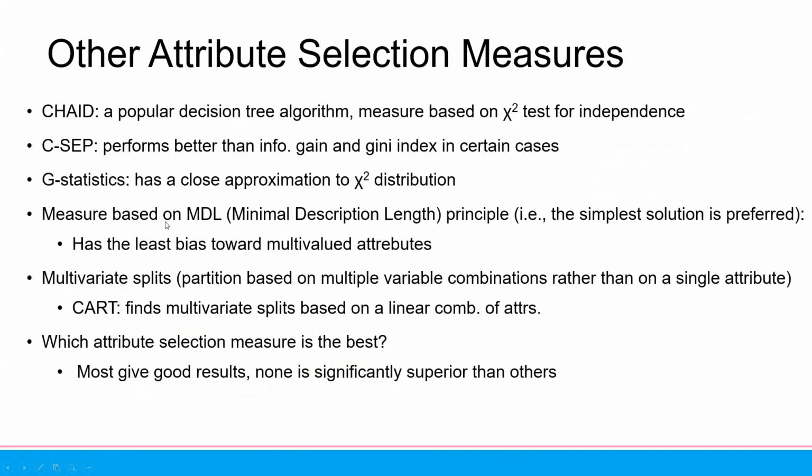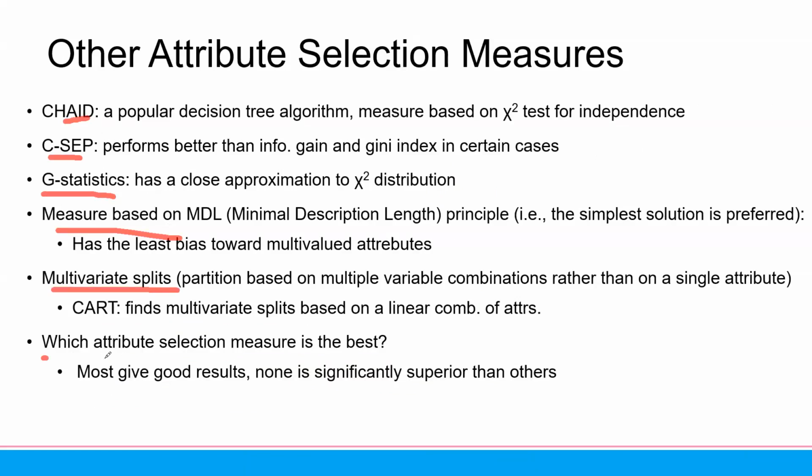So there are other attribute selection measures, like CHAID, C-SEP, G-statistic, MDL, and multivariate splits. I cannot explain them one by one. Now you already know at least 3 kinds of attribute selection measures.